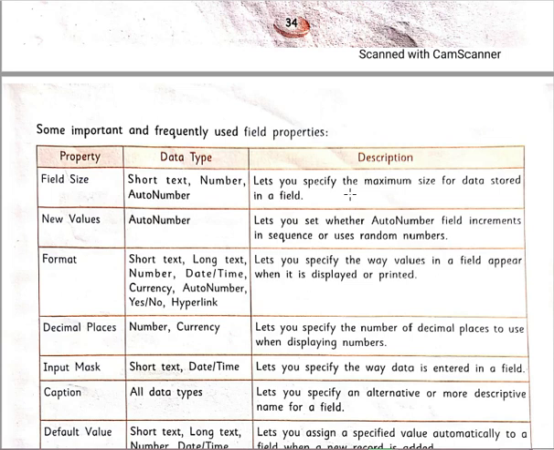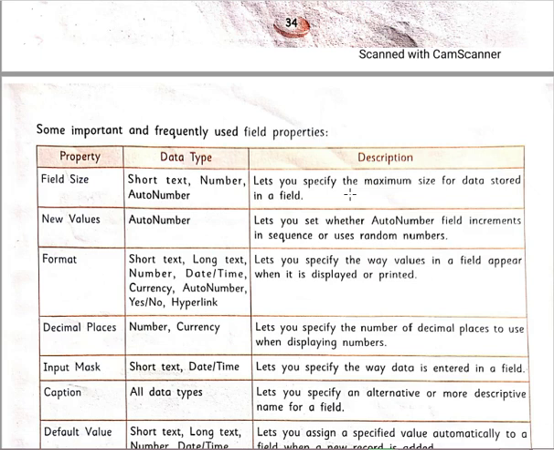The next one is our new values. That is for auto number, and it comes under the data type auto number. Suppose in the first row you have entered some data, and you press enter. Obviously it will move to the second row, and it will automatically get numbered, auto numbered, that is 1, 2, 3, 4, like that. It is auto incremented.